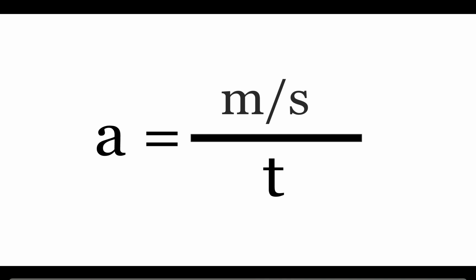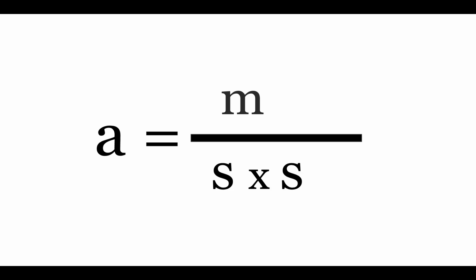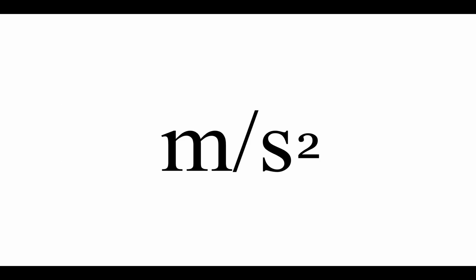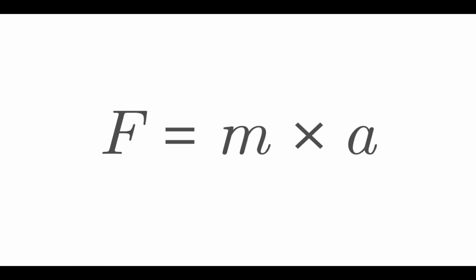Once you take that value and divide it by time, which has the unit of seconds, you get meters per second every second. Or in other words, meters per second per second. An easier way to write that would be meters per second squared. So great, we got the unit for acceleration, meters per second squared. And with that, we can now complete the units used in the formula for force.